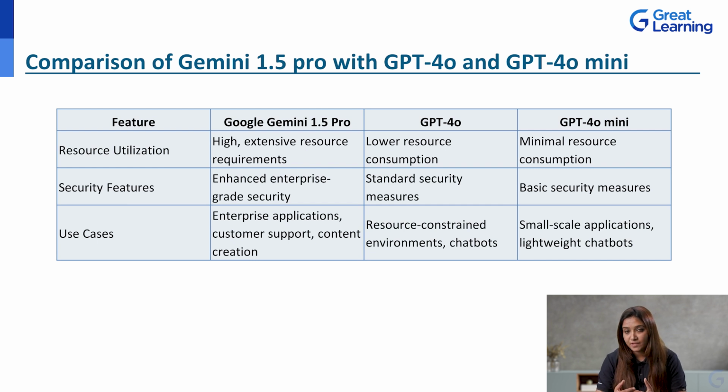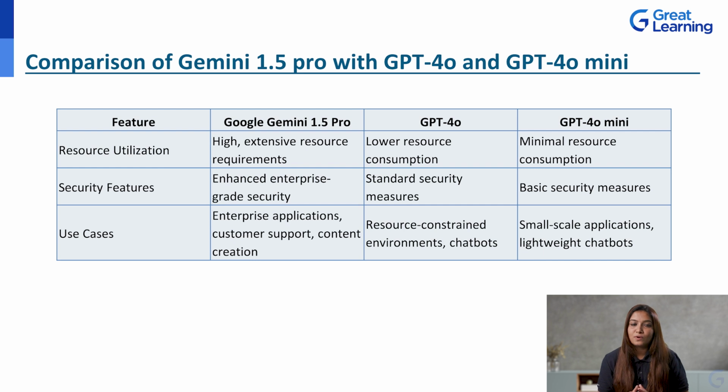Then comes security features, which are very important. Enhanced enterprise-grade security is available in Gemini, and standard security is available in GPT-4o. Basic security measures are addressed in Mini. That is the difference you have. It is just having a descending effect in a few features and ascending effects in a few features. You could try to compare by yourself by reading this particular content on your screen.